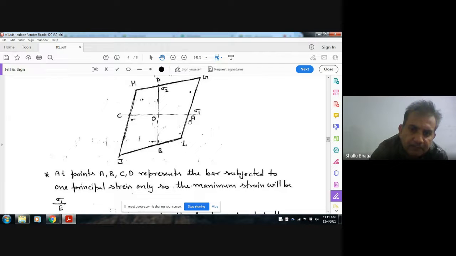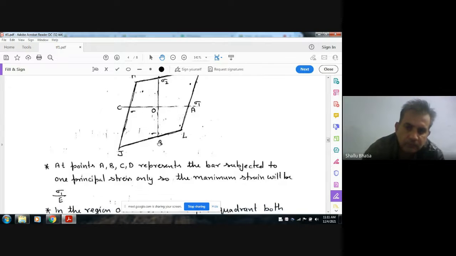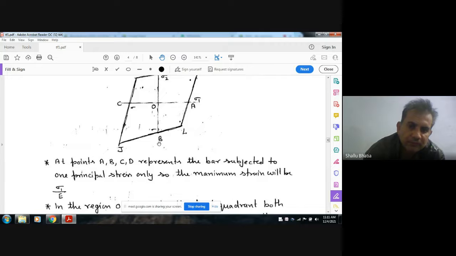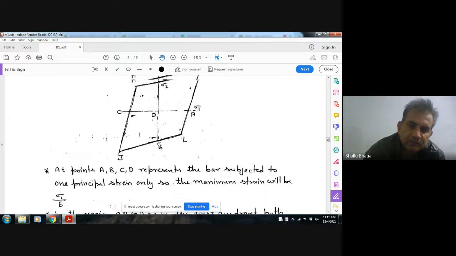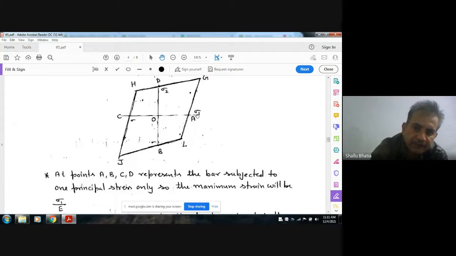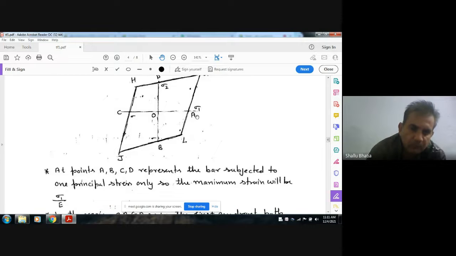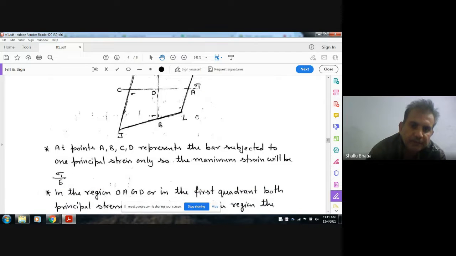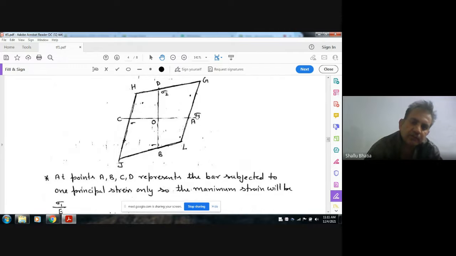These points represent the bar subjected to one principal stress only. At point A, there is only sigma 1. At point B, there is only sigma 2. At point C, there is only sigma 1. And at point D, there is only sigma 2. So the maximum principal strain will be sigma 1 by E at point A, and at point B, it will be sigma 2 by E.